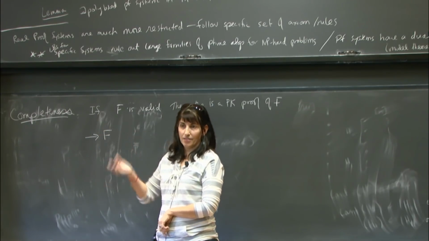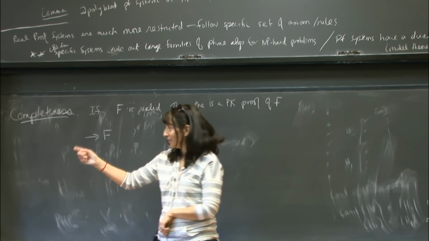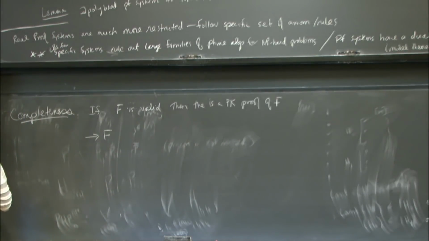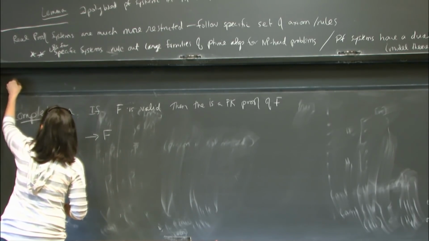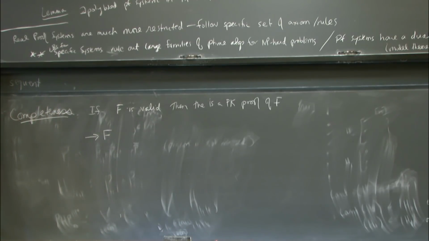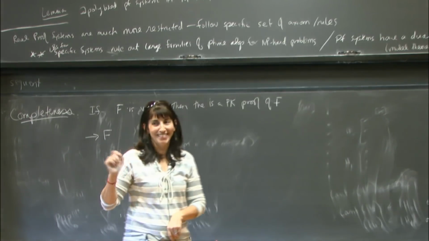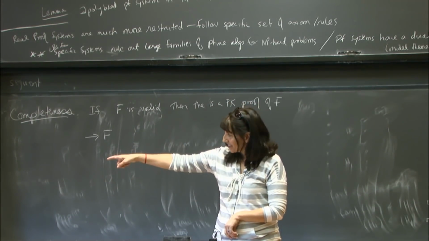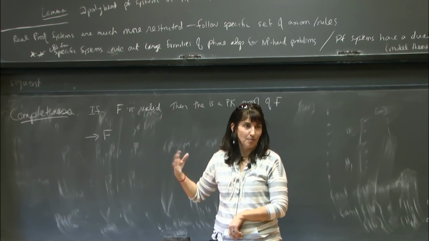And a proof is just a sequence of sequents. This is very bad language, but sequent is what these things are called. Okay, sets imply sets. And so a proof is just a sequence of sequents where each one is either an instance of an axiom or follows from previous ones by one of the rules.